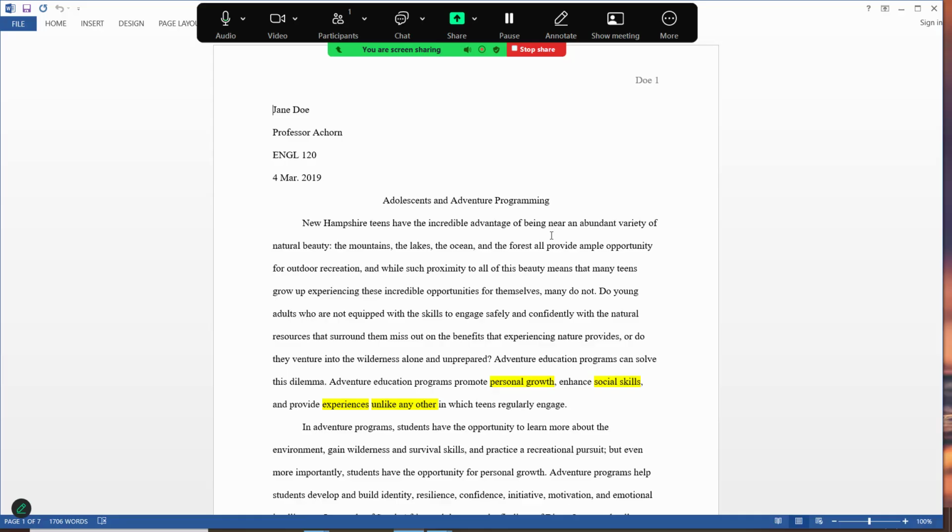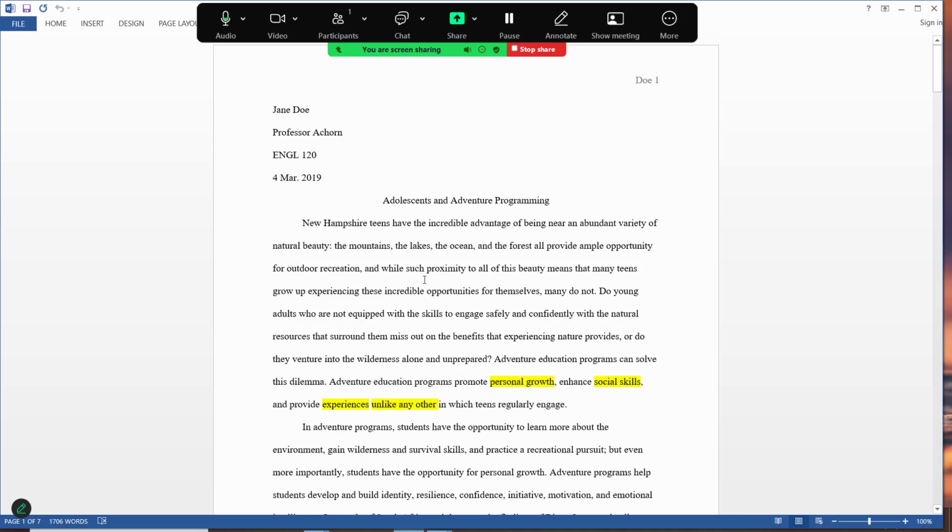So then she answers her questions. Adventure education programs can solve this dilemma, period. So technically it is 4 sentences right there. Now we have her thesis, and note her thesis says 1, the title very clearly, and 2, the subpoints she will be covering in the pages that follow. So this is her thesis.